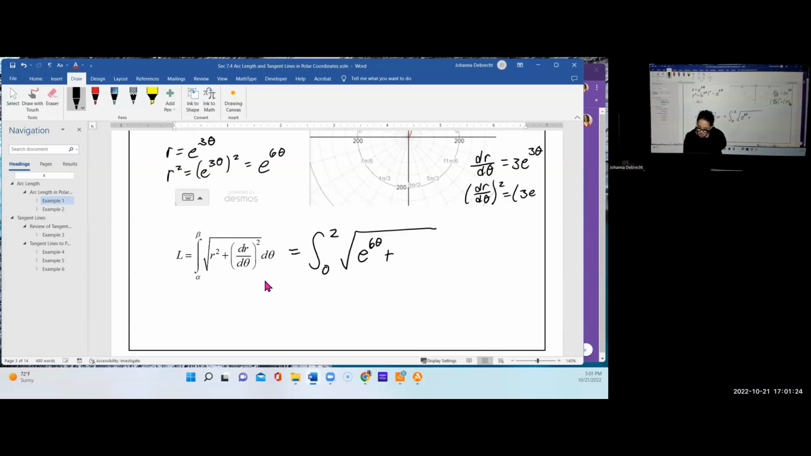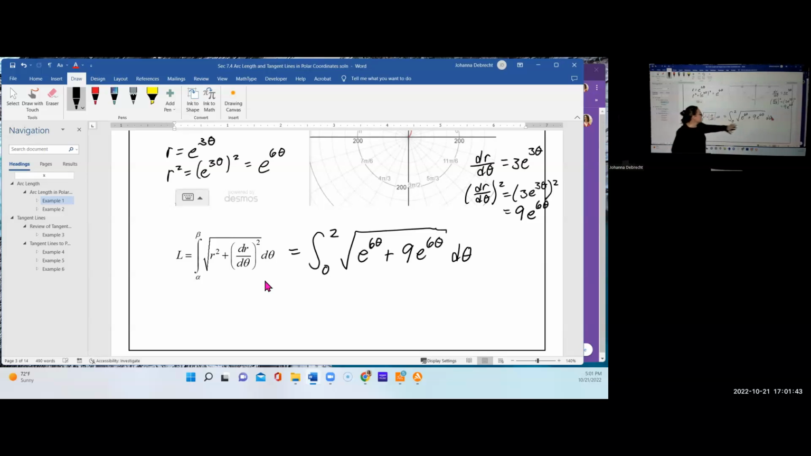So we have 3e to the 3 theta quantity squared. 3 squared gives me 9. And we know e to the 3 theta squared is e to the 6 theta. So this gives me 9e to the 6 theta. And the differential is d theta.